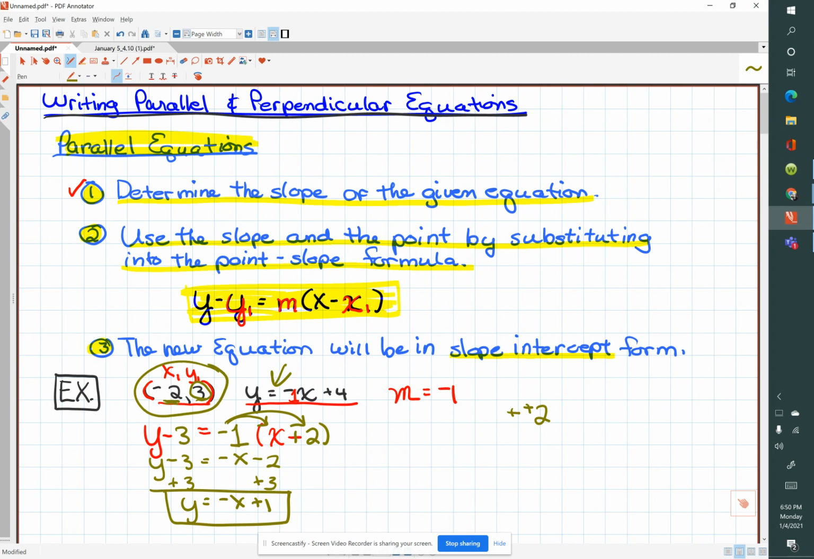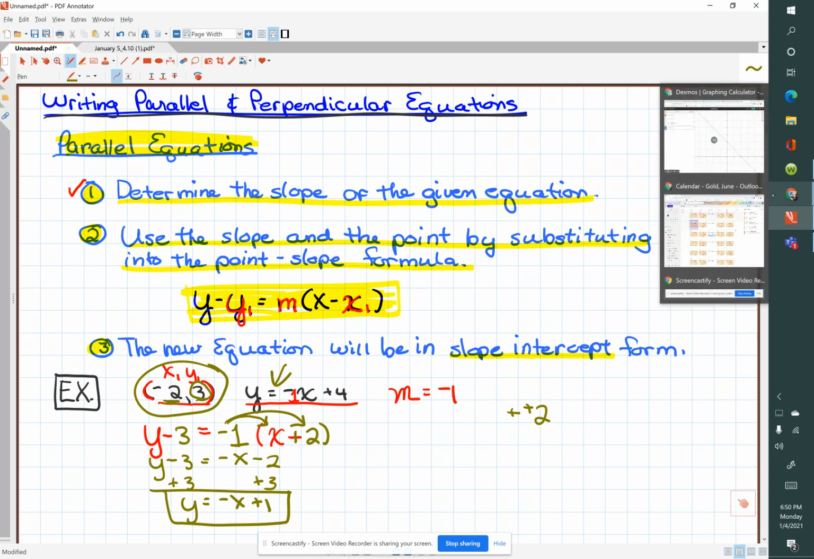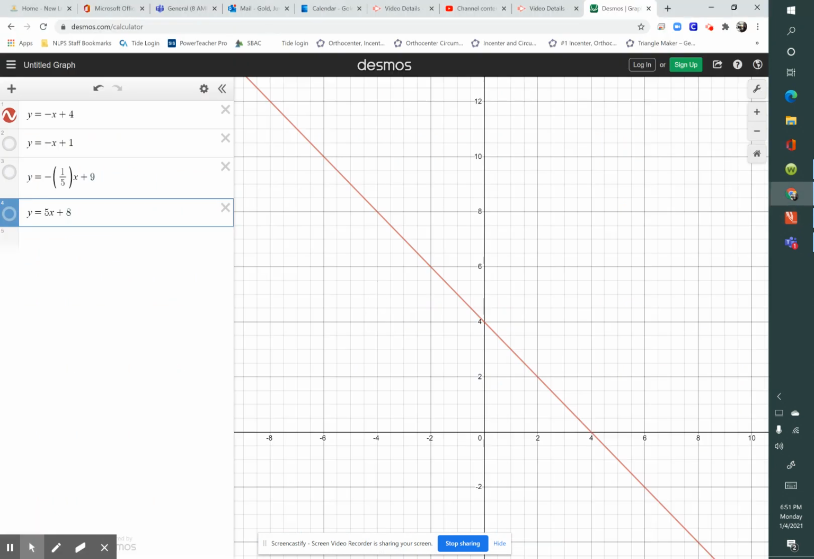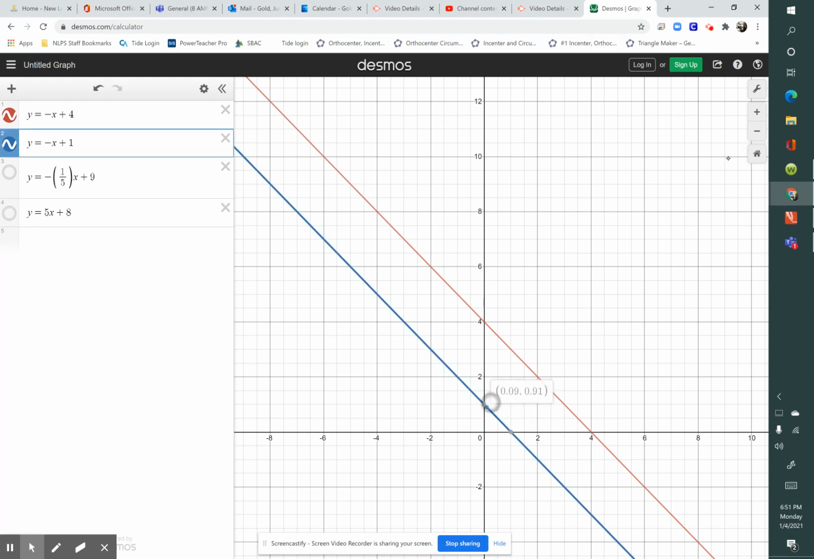Now, let's take a look at Desmos to see what we've done. So I've got the first equation right here, I have in red, you can see it over here. This is our y equals -x plus 4. And the equation that we ended up with is y equals -x plus 1. Now look at those. They are absolutely parallel, and they absolutely have the same slope. They have a slope of -1, a rise of 1 over 1.